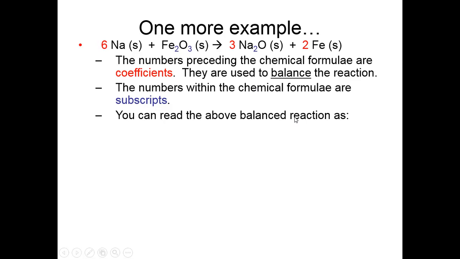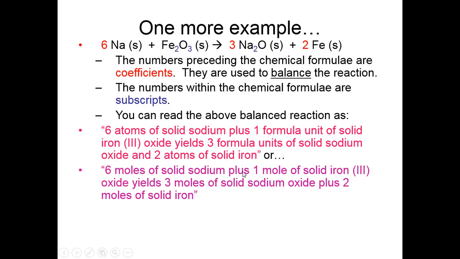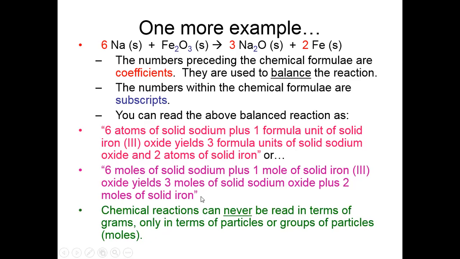You can read the above balanced reaction as 6 atoms of sodium plus 1 formula unit of solid iron 3 oxide yields 3 formula units of solid sodium oxide and 2 atoms of solid iron. Or 6 moles of solid sodium plus 1 mole of solid iron 3 oxide yields 3 moles of solid sodium oxide plus 2 moles of solid iron. A chemical reaction can never be read in terms of grams, only in terms of particles or groups of particles, which are the moles.